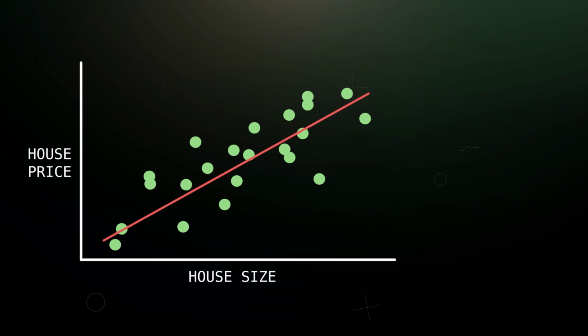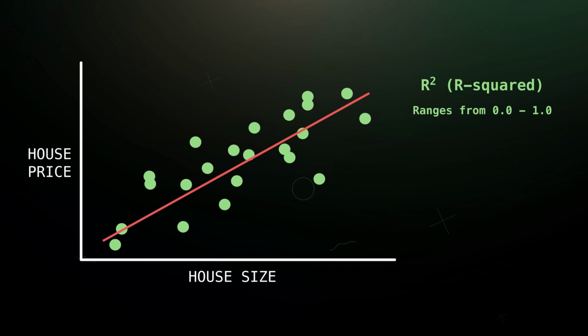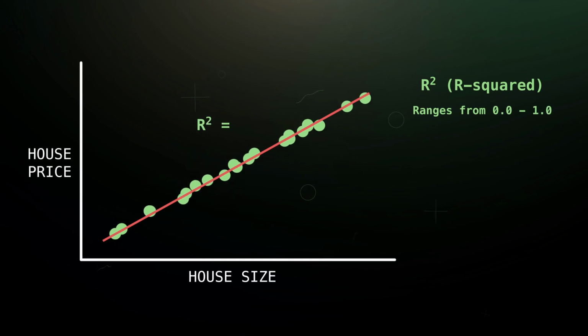But how can we measure how well our regression line fits the data? That's where the R² value comes in. R² tells us how much of the variation in the dependent variable, house price in this case, is explained by the independent variable, house size in this case. The R² value ranges from 0 to 1. An R² value of 1 means the regression line perfectly fits the data.